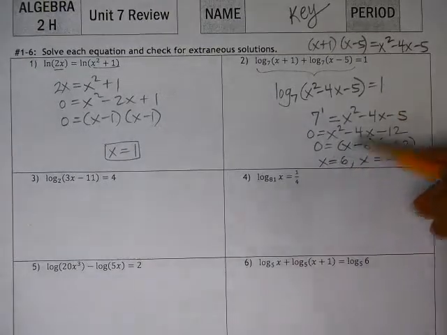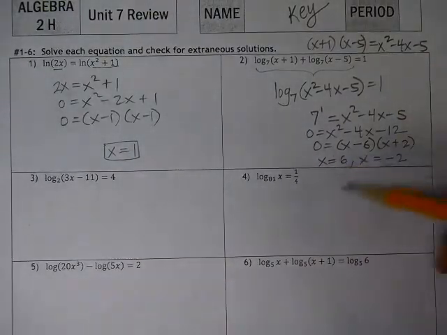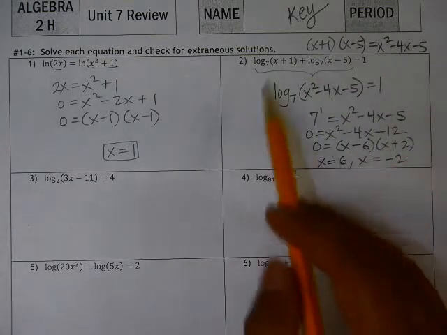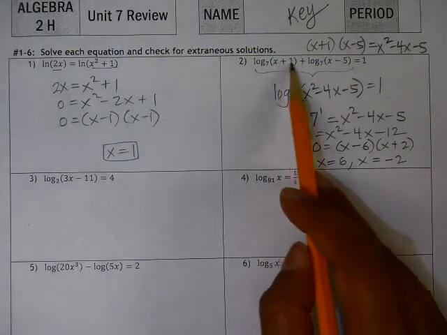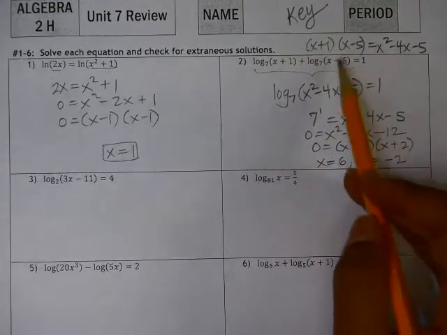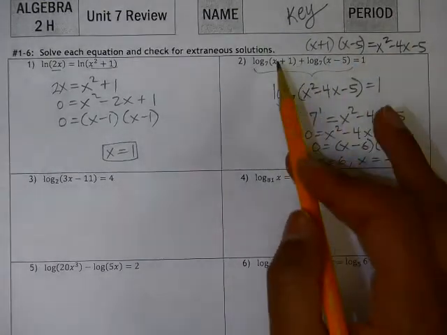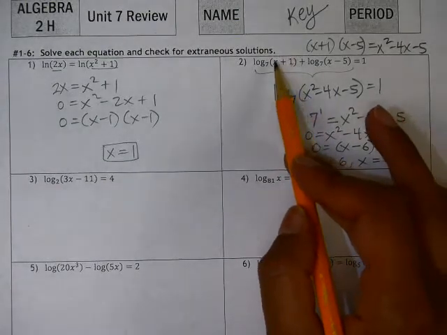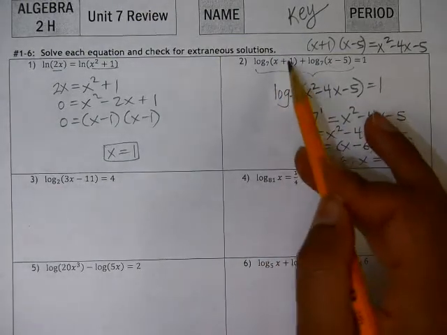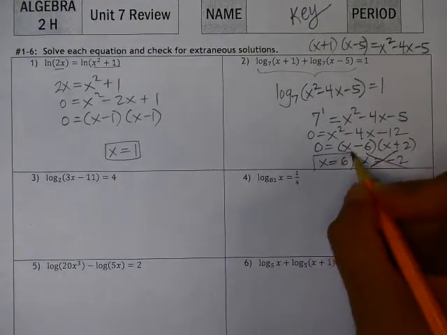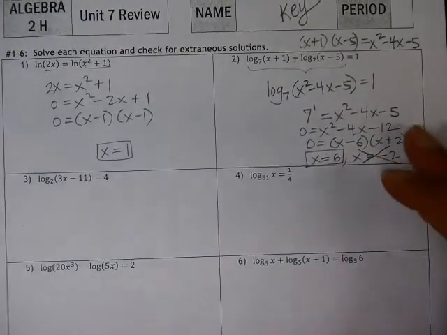When we get our solutions, we should always go back to the original problem and check whether either of these are extraneous. If we plug 6 in, 6 plus 1 is a positive number. Here, 6 minus 5 is still a positive number. If we plug negative 2 in, negative 2 plus 1, that makes this argument negative. You can't have a negative argument for a log, so this is an extraneous solution, and x equals 6 is the only valid solution.